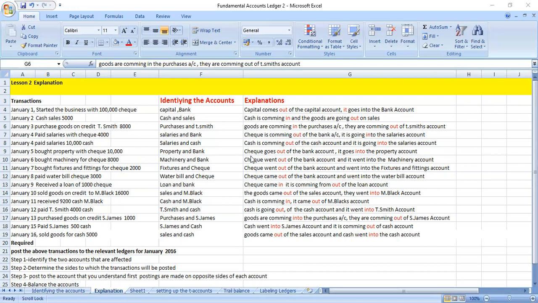So in our next lesson, we are going to be looking at how we actually go about preparing our T account with this information.